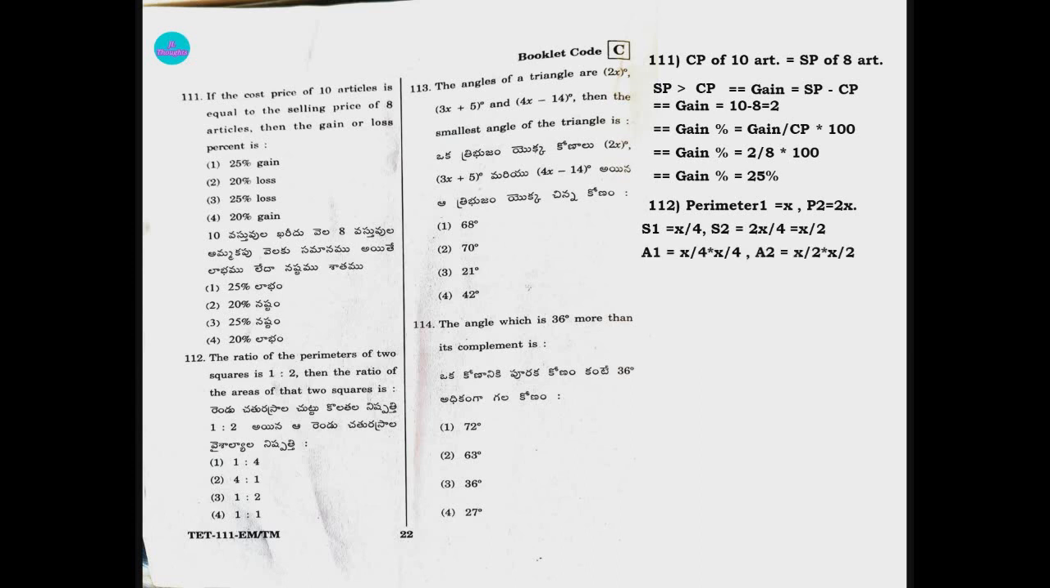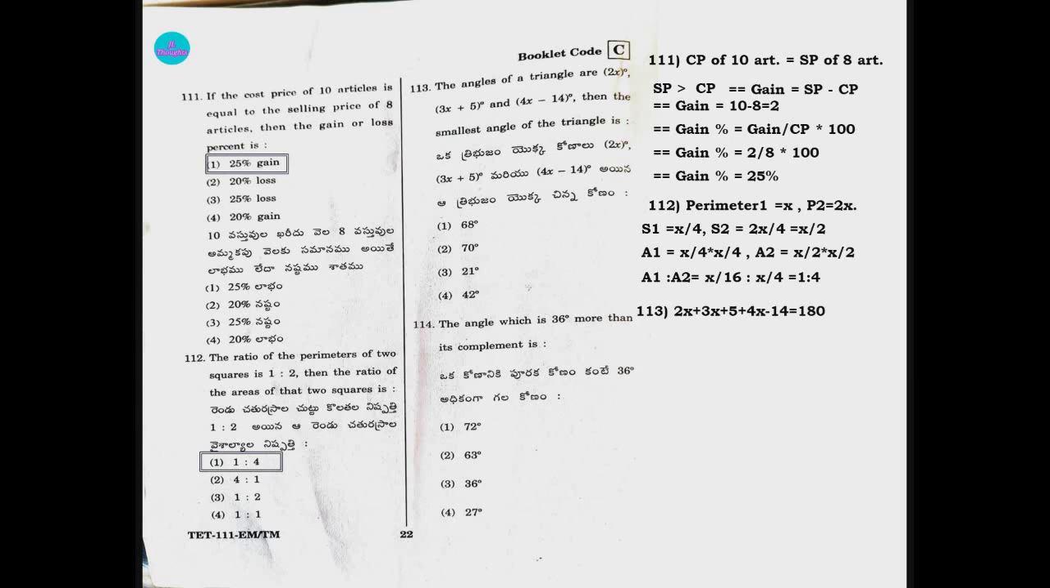Now they are asking us to find the area. Now area 1, we get the square of the side. So x by 4 into x by 4. Similarly area 2, x by 2 into x by 2. That is a1 is to a2 is equal to x by 16 is to x by 4, that equals 1:4. So answer is option 1, 1:4.